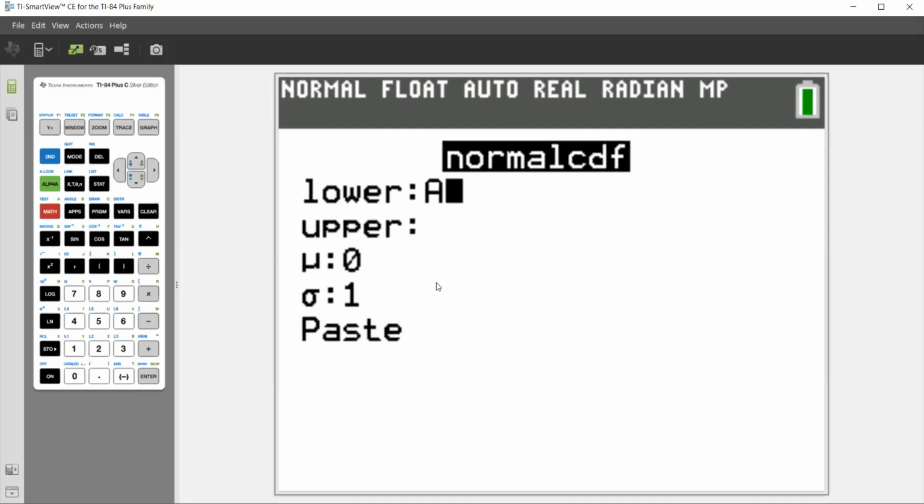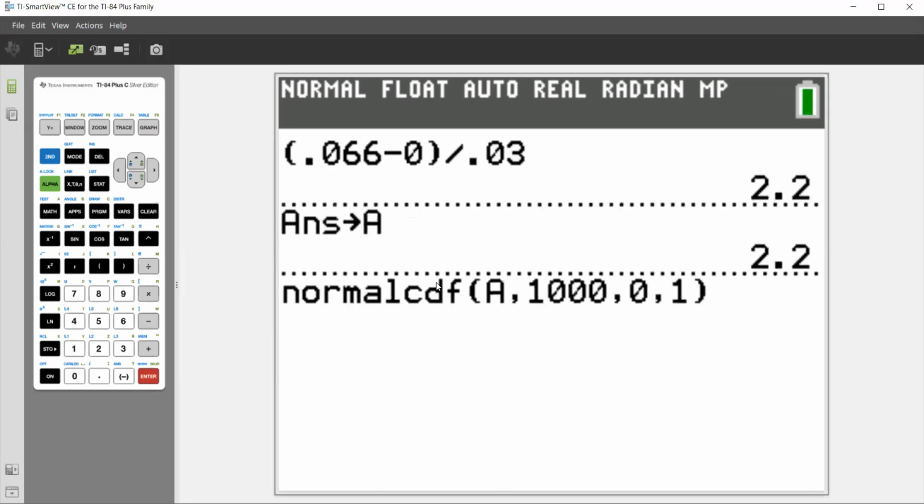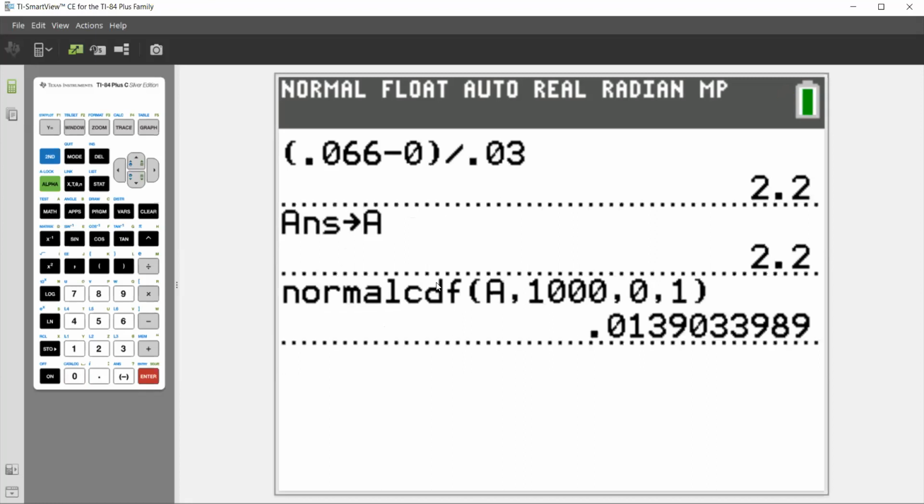Remember, this is a right tail that we're looking at, finding the area to the right tail. The upper, again, we'll use 1,000. Again, that's just an arbitrary number, a big enough number to the right. And since this is a standard normal, we keep the mean and standard deviation as 0.1. You hit enter and hit enter again. So the area to the right of that test statistic is our p-value. And notice it is 0.0139.